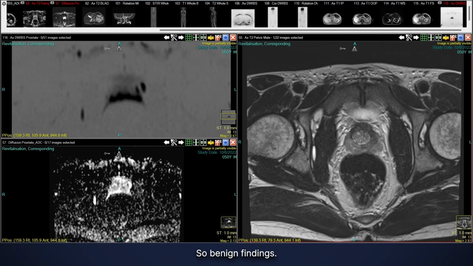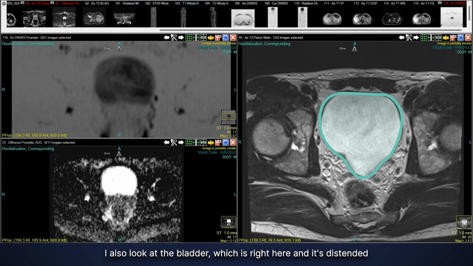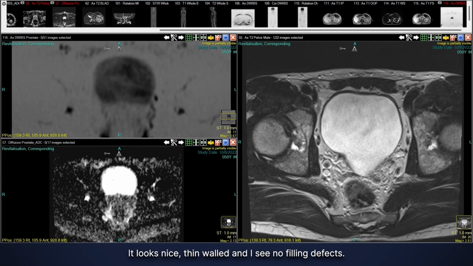So benign findings. I also look at the bladder, which is right here, and it's distended with fluid. It looks nice, thin walled, and I see no filling defects. So no suspicious findings for any kind of bladder cancer here.